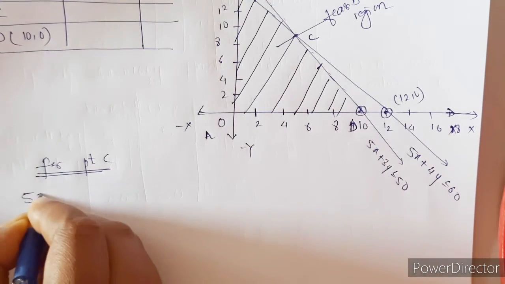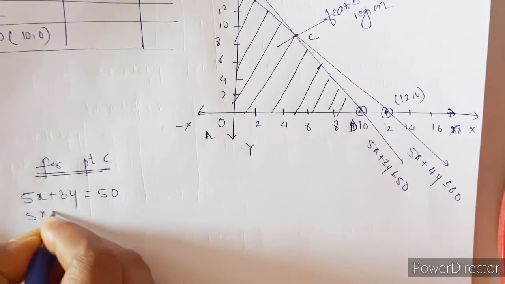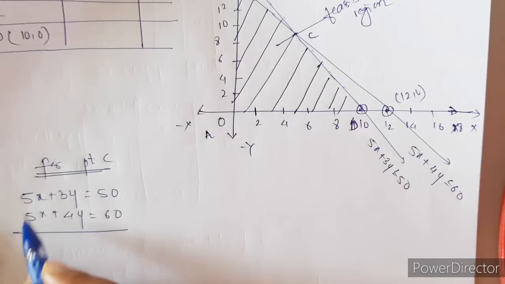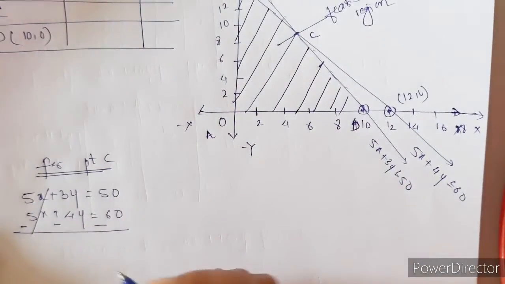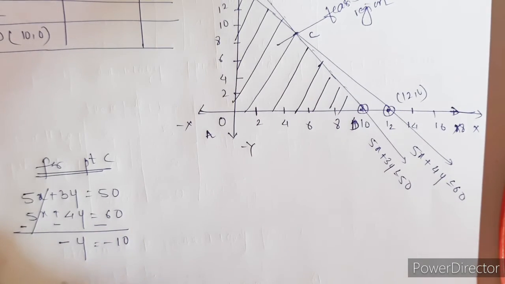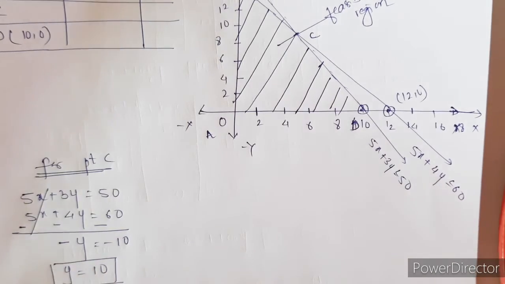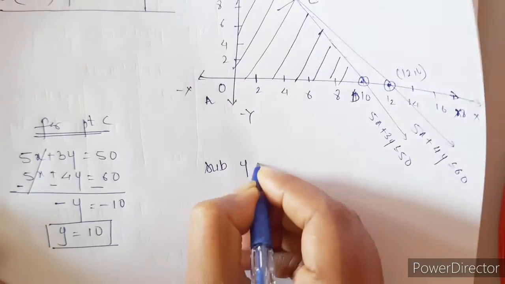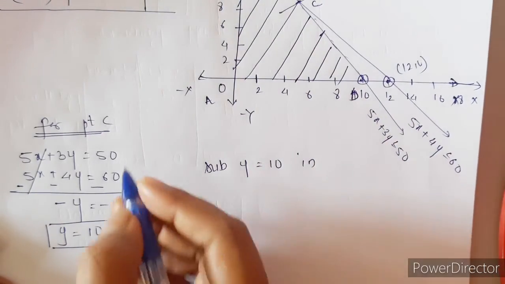So we have to take these two lines, 5x plus 3y equals to 50 and 5x plus 4y equals to 60. Now coefficient of x is same, so we can directly subtract it. This will get cancelled. This is minus y and this is minus 10. So value of y is 10 because this negative will get cancelled. Now y is 10. Substitute y equals to 10 in any one equation. Okay, let me substitute in equation 2.